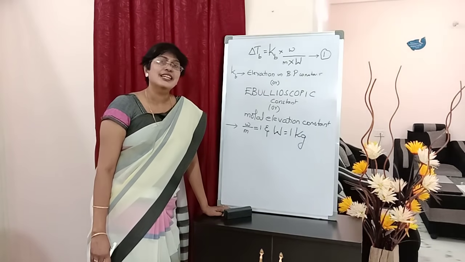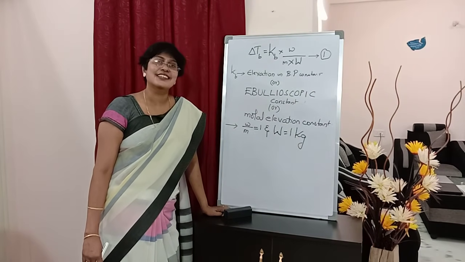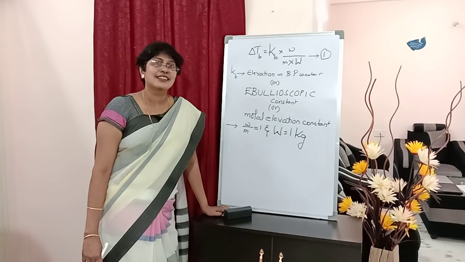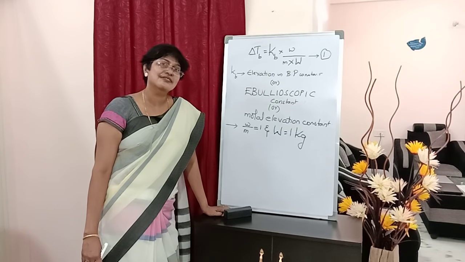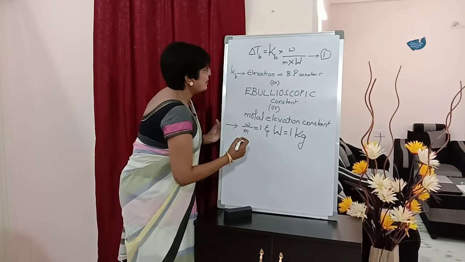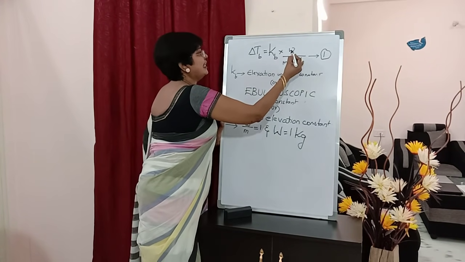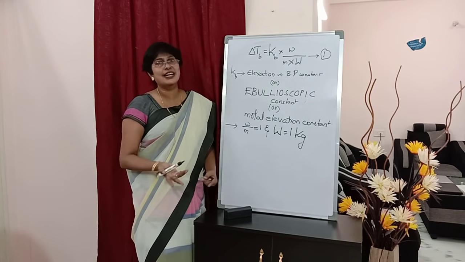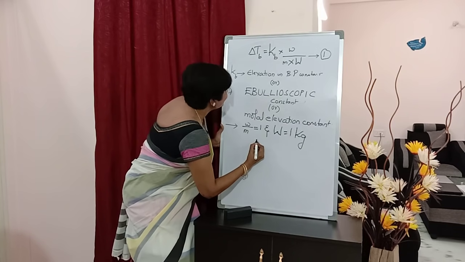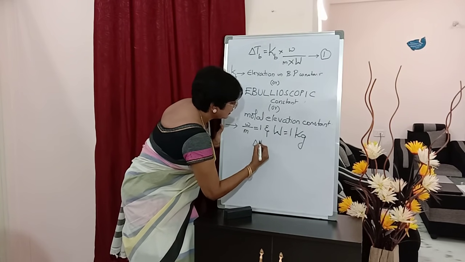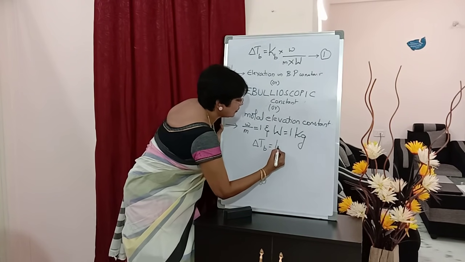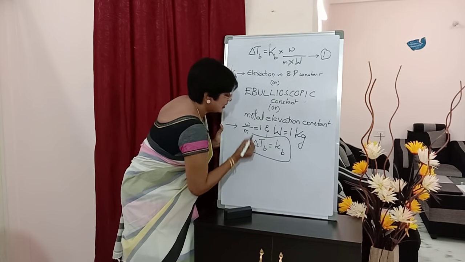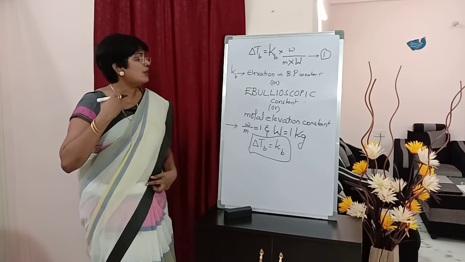What happens to equation 1? Anybody? Okay. So, equation 1 becomes, see students, W by M is 1, capital W is 1. So, 1 by 1 is 1. So, equation 1 becomes delta TB is equal to KB. Put it in a box, students. Delta TB is equal to KB.